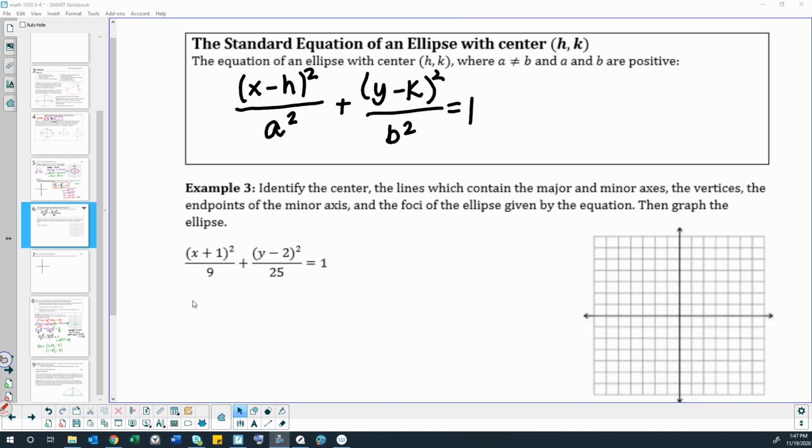Alright, as promised, I'm starting this video by redoing this example 3 so that you can see it in process. Okay, we start by looking at the center, which is indicated by these numbers, only opposite. So our center will be at -1, +2.